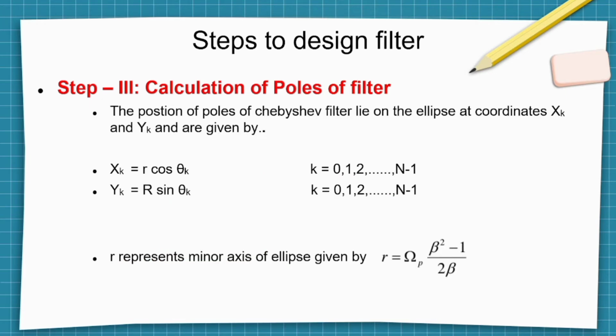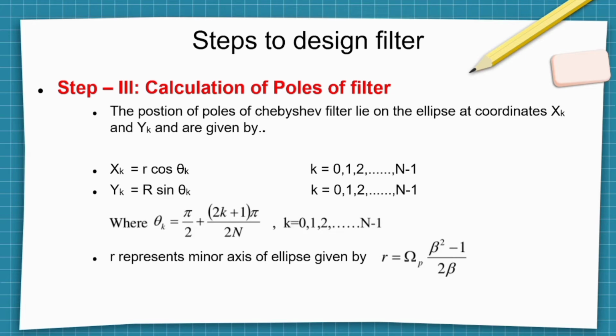Step 3 involves the calculation of the poles. The poles of the Chebyshev filter can be determined by moving the poles of the Butterworth filter to the right, forming an ellipse. On the ellipse, the coordinates xk and yk are given by xk is equal to small r cos theta k and yk is equal to capital R sin theta k, where theta k is given by pi by 2 plus (2k plus 1) pi by 2n. k extends from 0 to n minus 1.